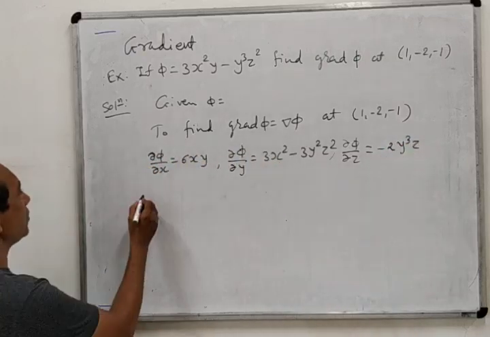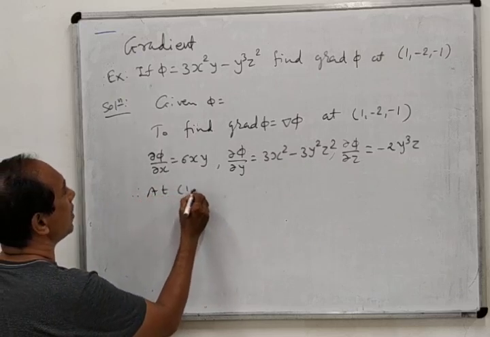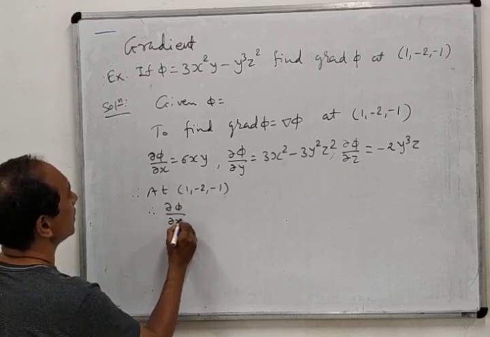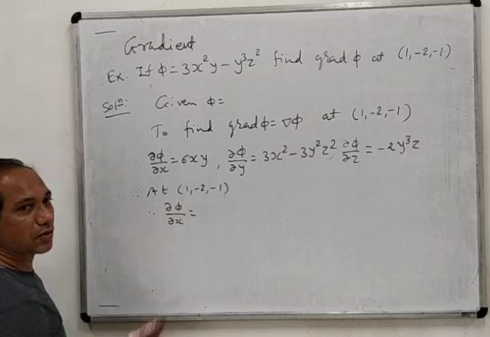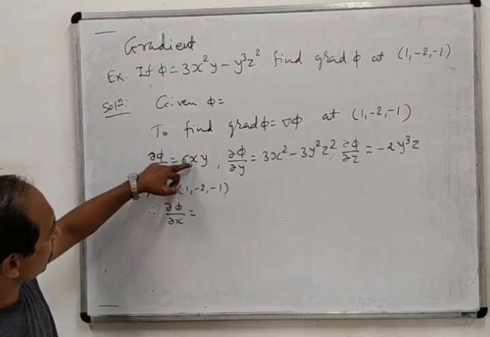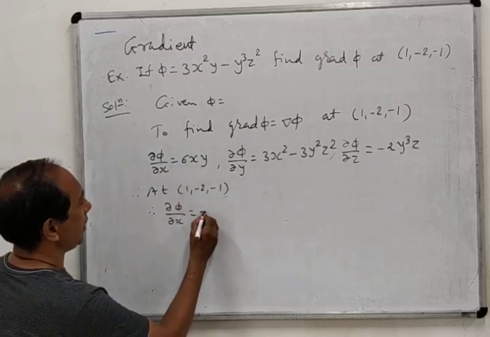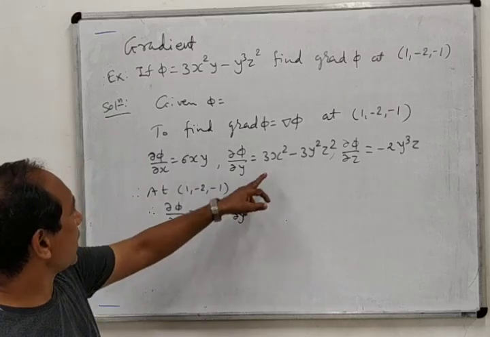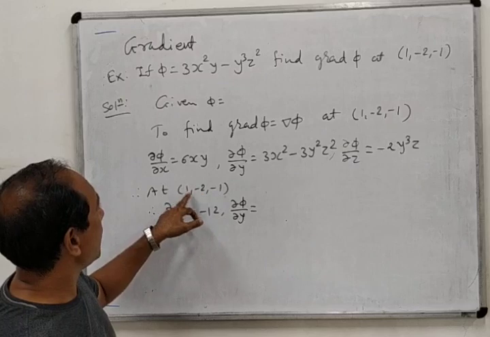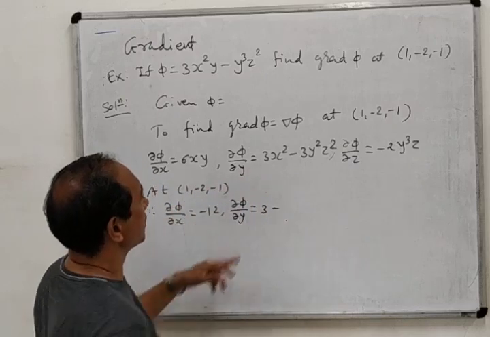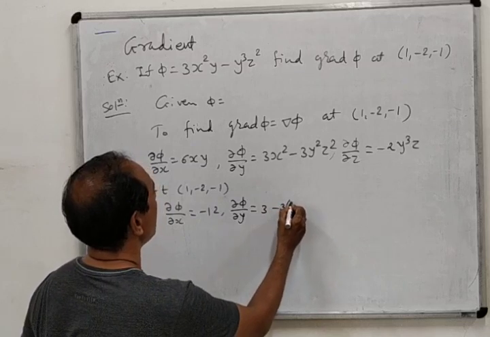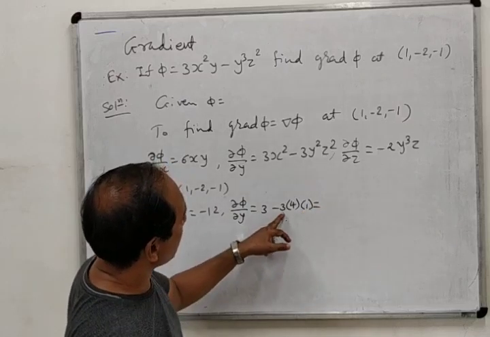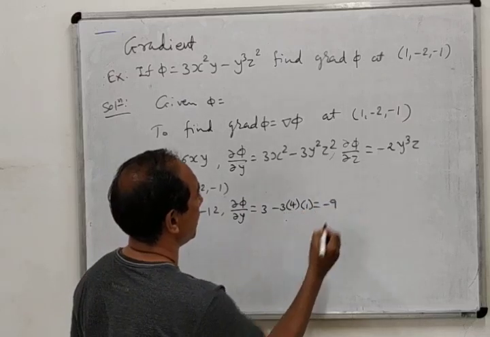Then we find their values at the point 1, -2, -1. Del phi by del x: x is 1, y is -2, so it is -12. Del phi by del y is 3x square minus 3y square z square. Here x is 1, so it is 3; y square is 4 and z square is 1. So 3 minus 12, that means -9.